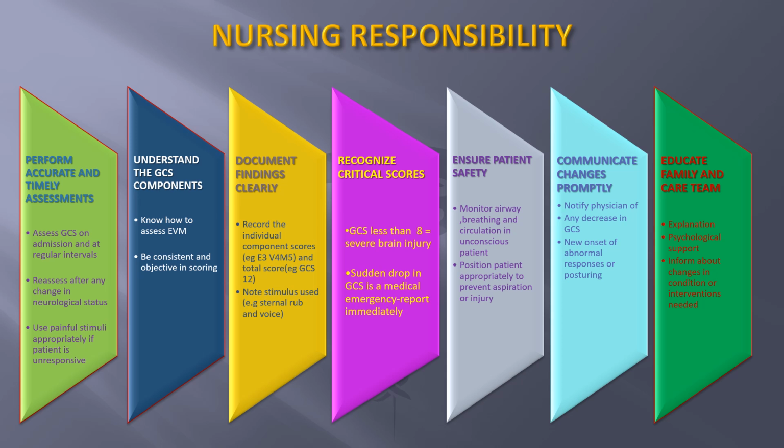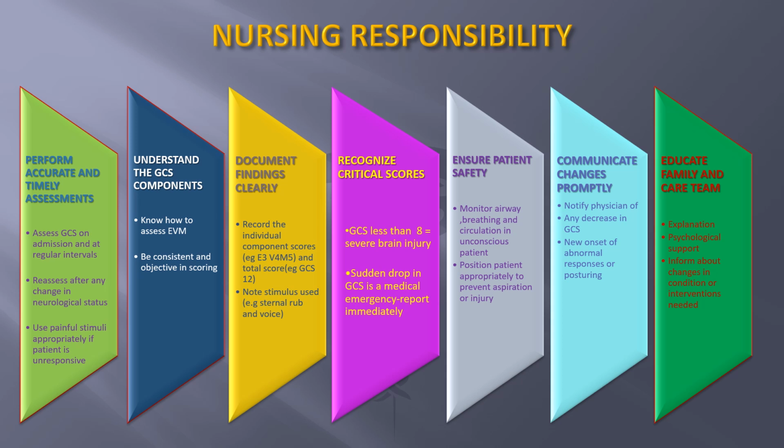Recognize critical scores. If it is less than 8, you should know automatically when your nurse tells you that during a shift change, or whenever you see a file of a patient and you see GCS 8/15, you must know there has been a severe brain injury to the patient. Sudden drop in the GCS is a medical emergency, so report immediately.